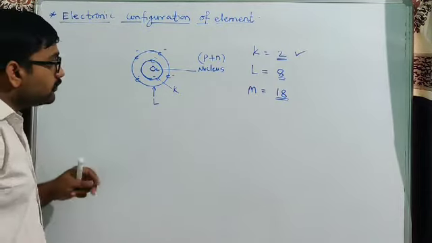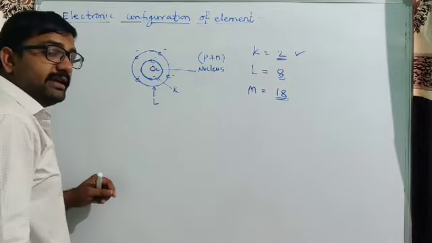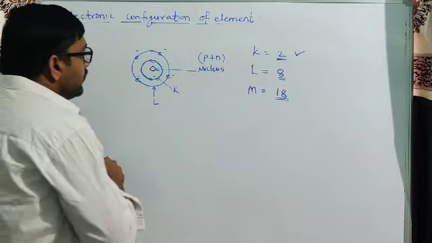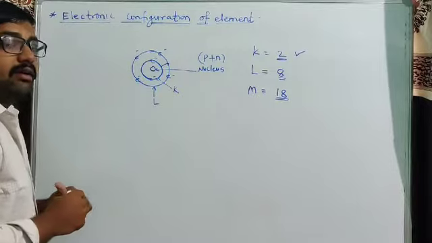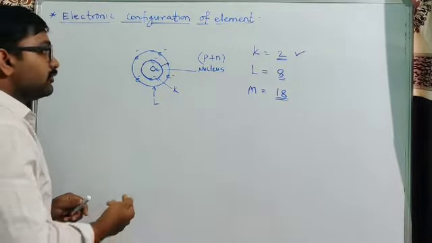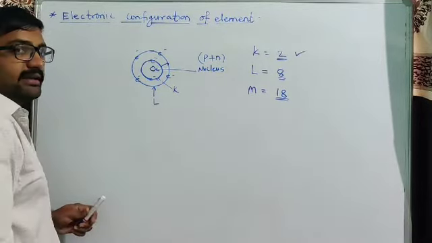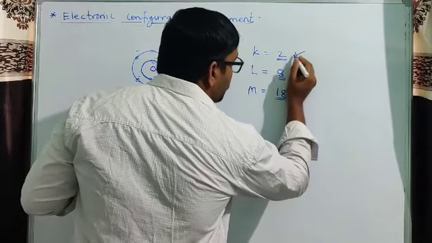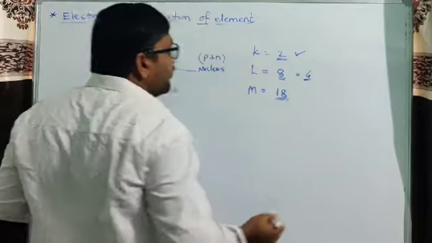4 electrons. If the first 2 electrons go into the K shell, then the remaining 4 electrons go to the next shell. So the remaining 4 electrons we are seeing in this L shell. The L shell has a maximum capacity of 8. So these 2 are in the K shell, and the remaining 4 will be in the L shell.